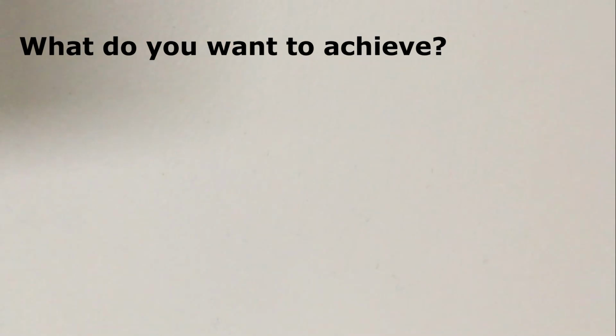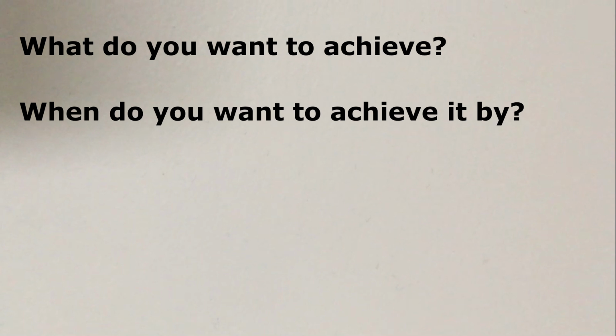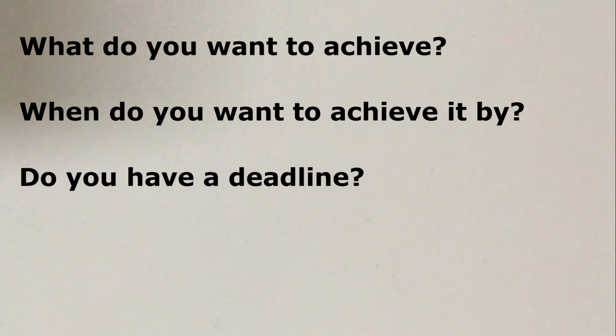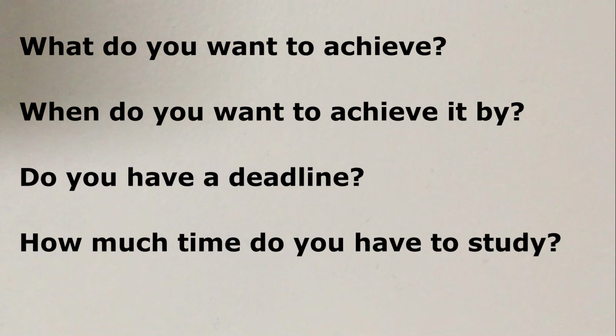Now, to think about your goals, refer back to your sheet of paper that you prepared with motivation for learning English. Now, if you remember, that was in my step 1 video, so you must watch this. Use this as your starting point, the answer to why you want to be fluent. Now you can ask yourself, what do you want to achieve? When do you want to achieve it by? Do you have a deadline? And how much time do you have to study for fluency?